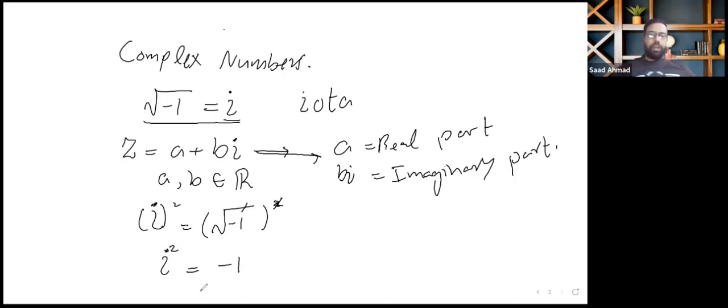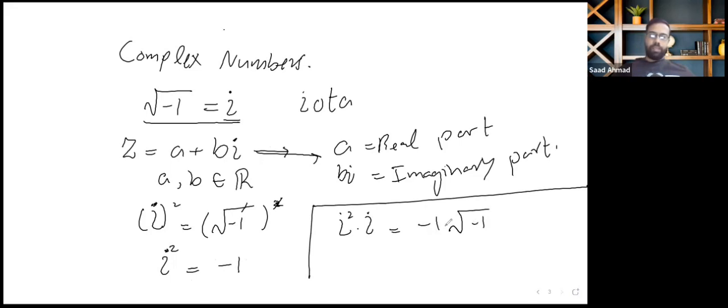So I squared is -1. Now if I again multiply I squared with an I, that will be -1 times I. So I times I squared will be I cubed, and -1 times anything is just minus that thing, which is equal to -I. So I cubed is equal to -I.